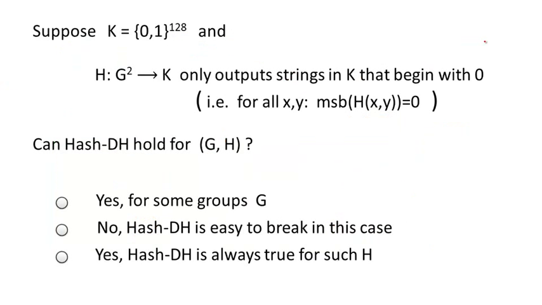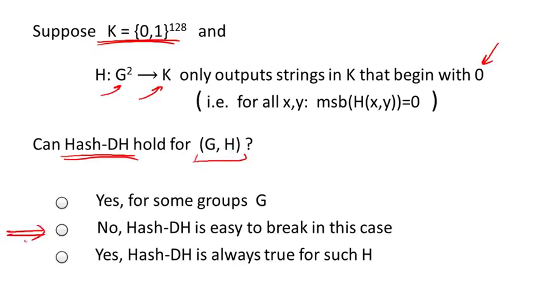Before we do that, let me quickly ask you the following puzzle, just to make sure the hash Diffie-Hellman assumption is clear. So imagine our key space is {0,1}^128, so 128-bit strings, and our hash function will map pairs of group elements into these 128-bit strings. Suppose it so happens that we chose a hash function such that it always outputs strings that begin with 0. In other words, of the 128-bit strings, the most significant bit of the output is always 0. If we chose such a hash function, does the hash Diffie-Hellman assumption hold for this pair g, h?